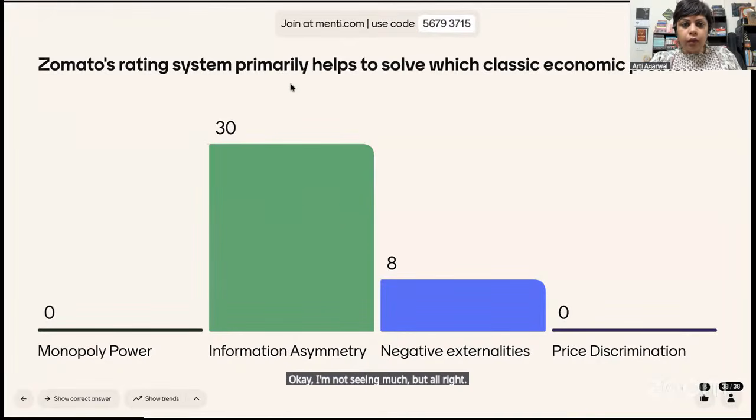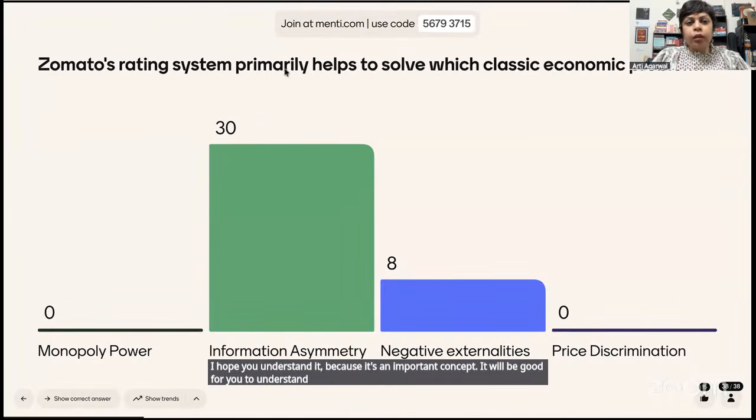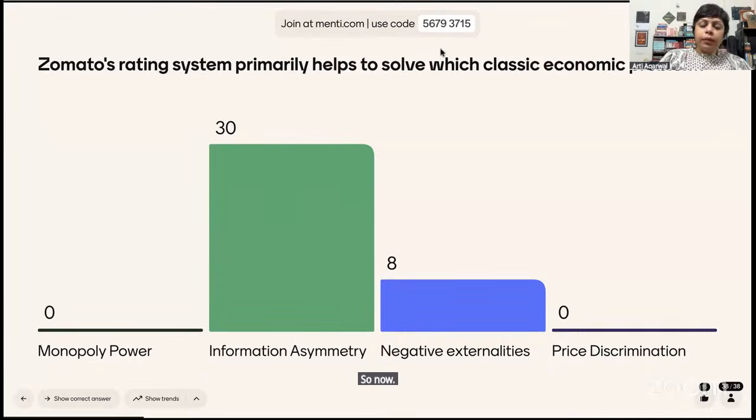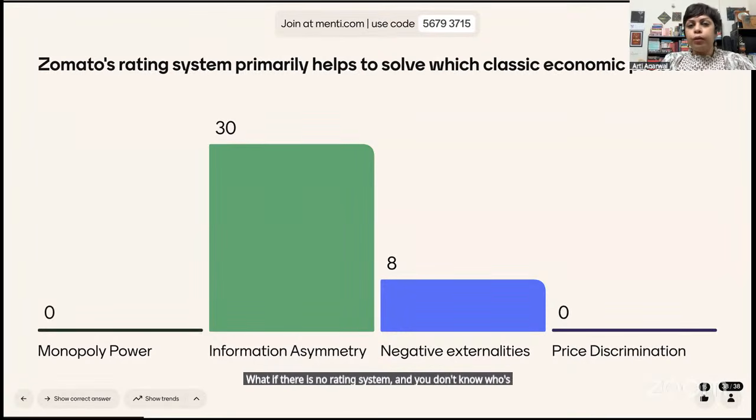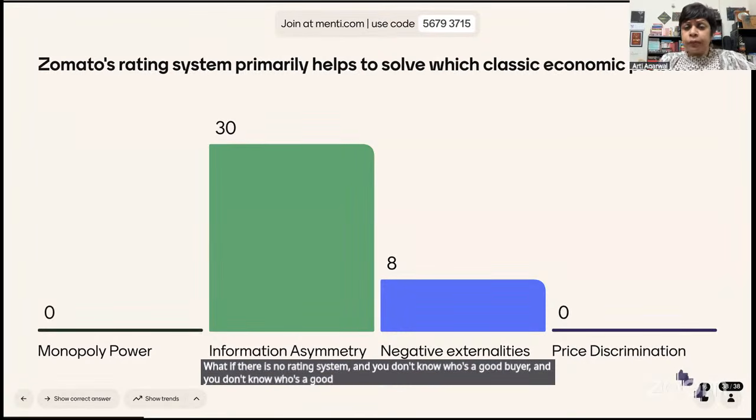Okay. I hope you understand it because it's an important concept. It will be good for you to understand it. So now imagine a similar thing happens on Zomato. What if there is no rating system? You don't know who's a good buyer and you don't know who's a good seller, right?